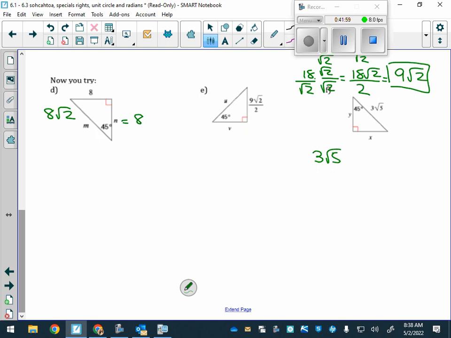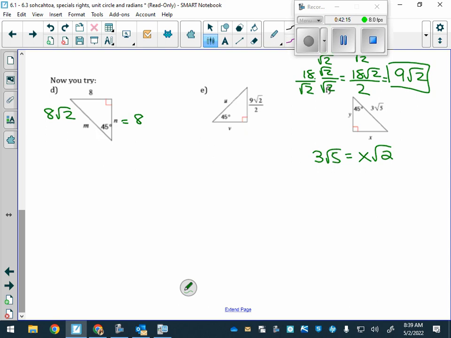So we have 3 root 5 equals x root 2 for now. Just for now. Because that's what it equals, right? But we have to find the missing side length. So what do we have to do here?